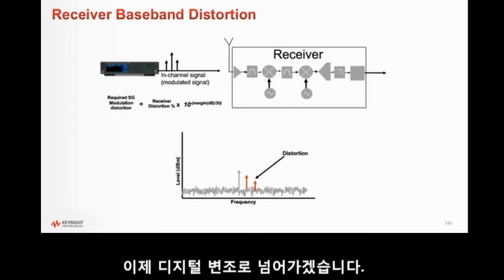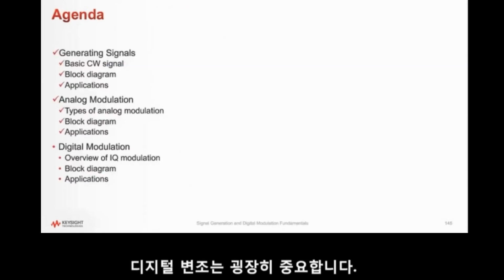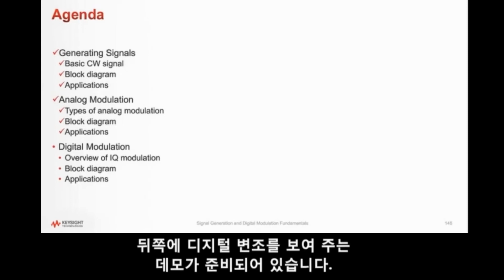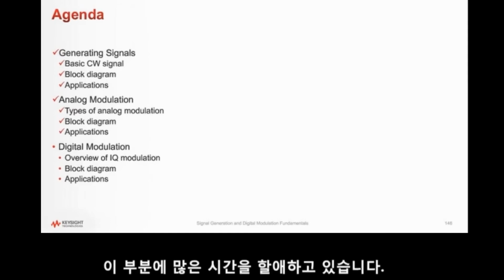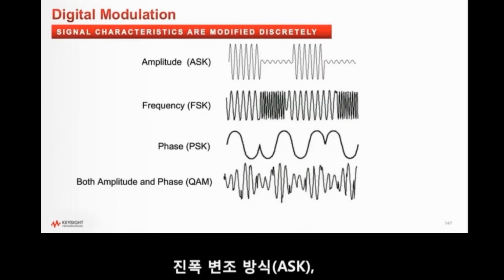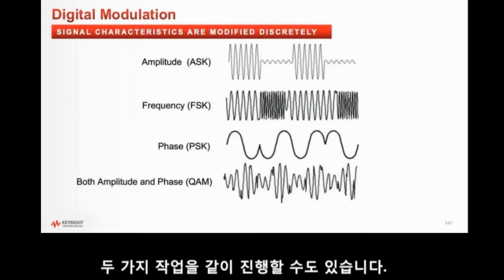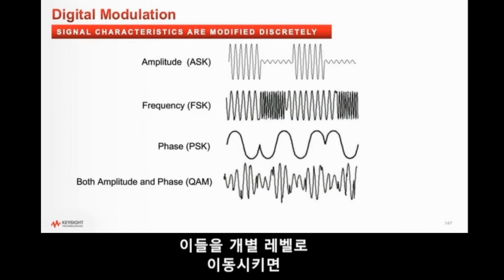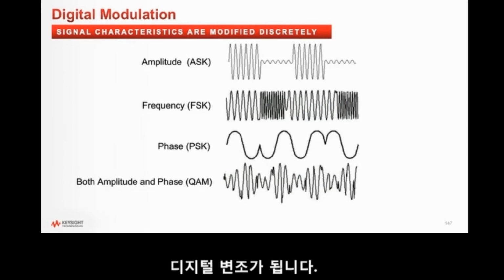I'm going to move into digital modulation. Now this is really the way forward. Almost everything we do is digital modulation. We've got some demos set up in the back that are showing digital modulation. We spend a lot of our time on this. There's a few basic categories: amplitude shift keying, ASK, frequency shift keying, phase shift keying, and then we can do both. Now, amplitude, frequency, phase, those were all the analog characteristics, right? Well, if we take those same things and we move them into discrete levels, now it's a digital modulation.